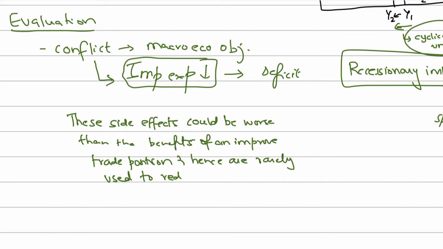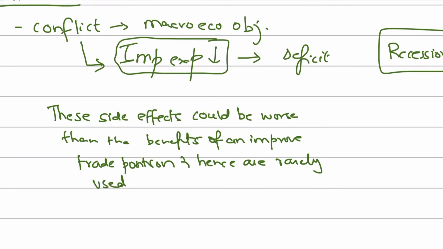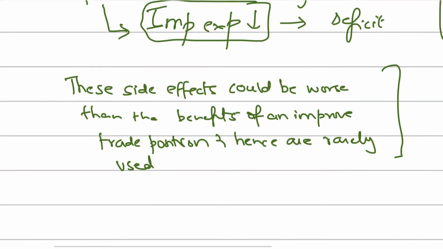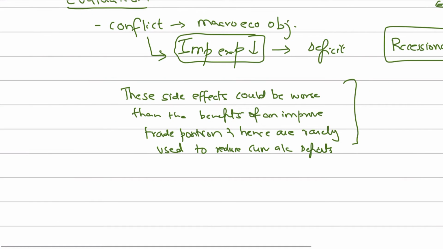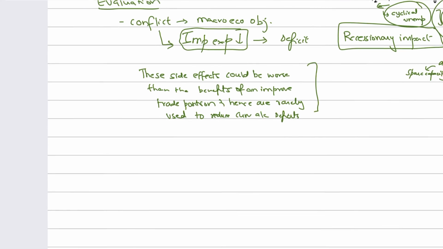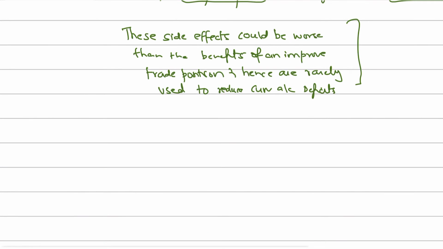to reduce current account deficits. So if a question is asking to discuss whether the government should use them or not, you could write this line: the side effect could outweigh the benefit, hence they are rarely used to reduce current account deficits, because reducing the level of AD in the economy is not a good thing. It has a major worsening impact on various other macroeconomic objectives. So this line could help you evaluate these policies, right? And come up with a reasoned conclusion.